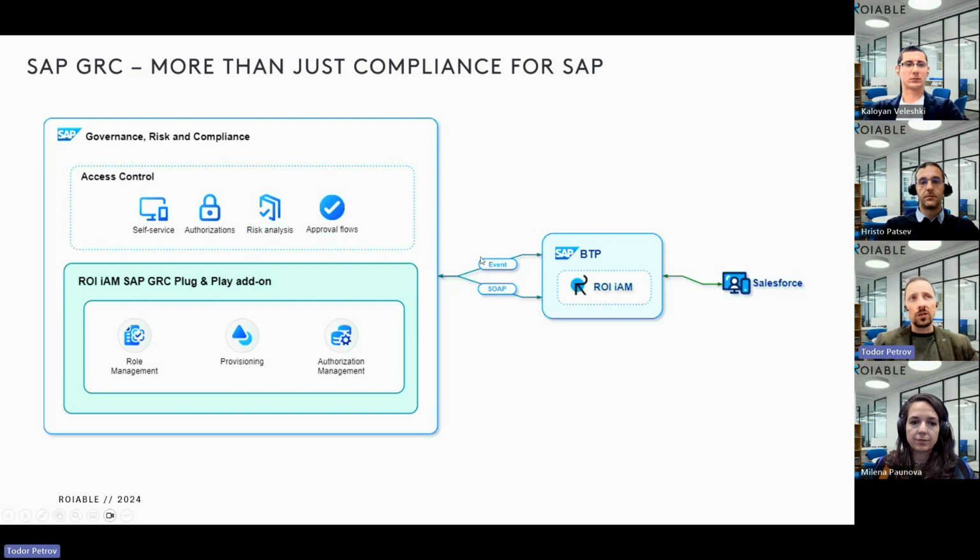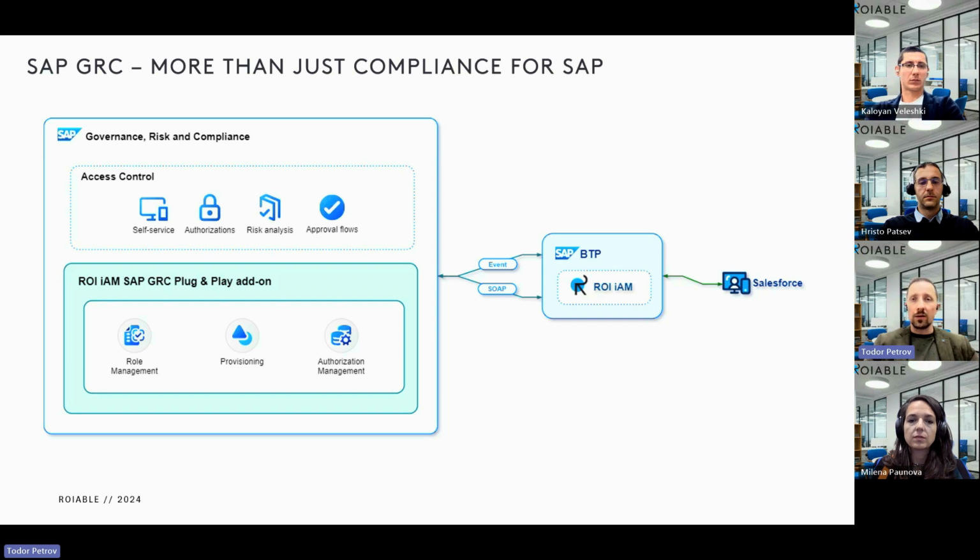Our second topic is SAP GRC and how we enable it to be much more than just a compliance tool for SAP. As you can see, the parts on this slide are more or less the same as the one before. Of course, here the plug and play add-on is not built out of logic apps. Rather, it's built out of the 3 pillars of SAP GRC, which are role management, provisioning, and authorization management. We have very small enhancements in these pillars.